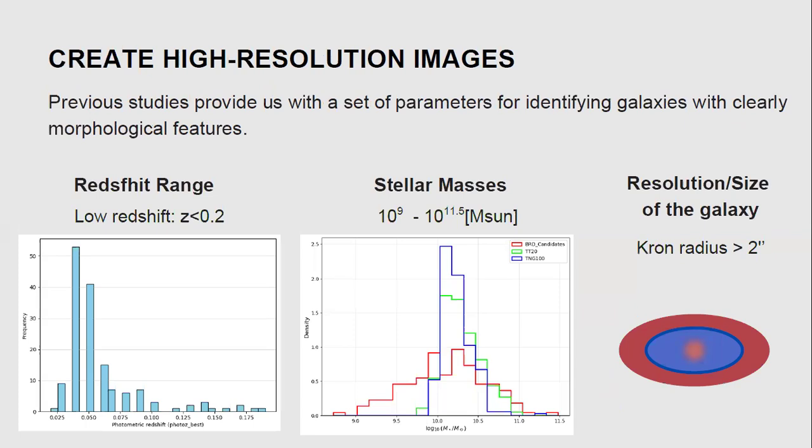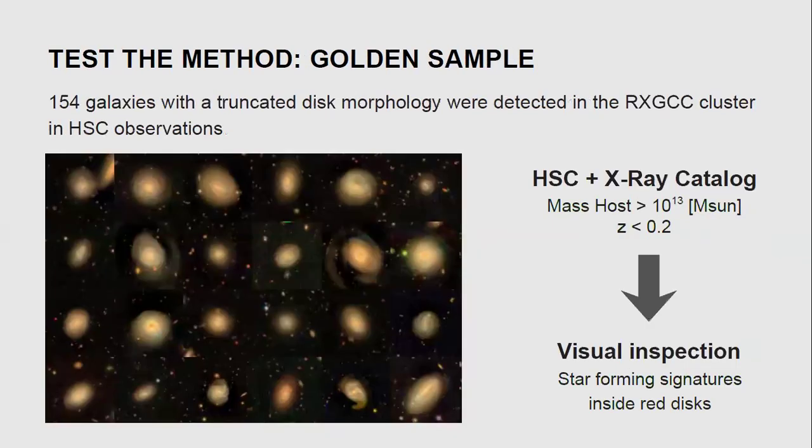And the previous work is really useful to understand how we can create high resolution images to resolve the galaxy morphology. We conclude that this is a combination of three parameters. First, the redshift range, like the distance of the galaxy. Then the stellar mass, which is connected with the size or the brightness of the galaxy. And finally, the resolution and the size of the galaxy, where this research started. We cut using a radius greater than 2 arcsec. If we have the combination of the three parameters, we can extract good quality images to understand the morphology.